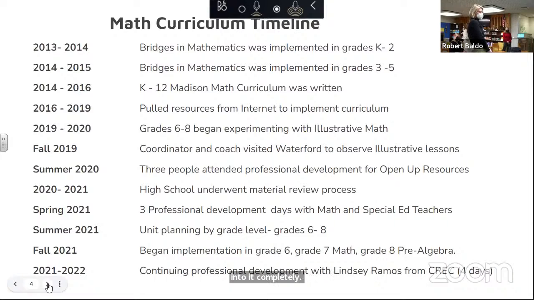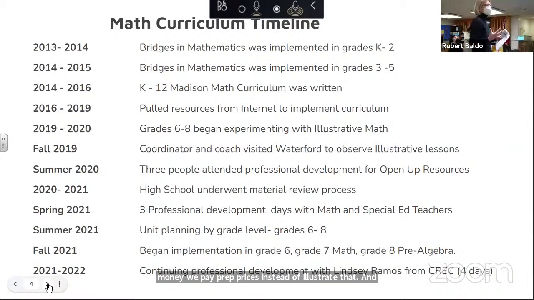Last spring, we had some professional development. We have a trainer come from CREC. She's certified with Illustrative Math to give this professional development. What Stacey and I love about using Lindsay Ramos through CREC is that it saves the district money. We pay CREC prices instead of Illustrative Math prices. And also, she doesn't have to follow their canned program when we hire her through CREC.